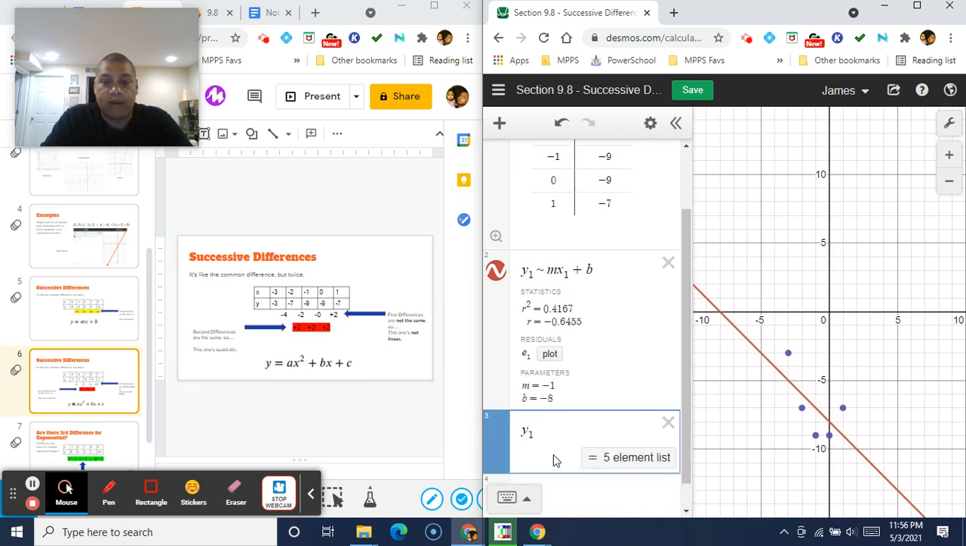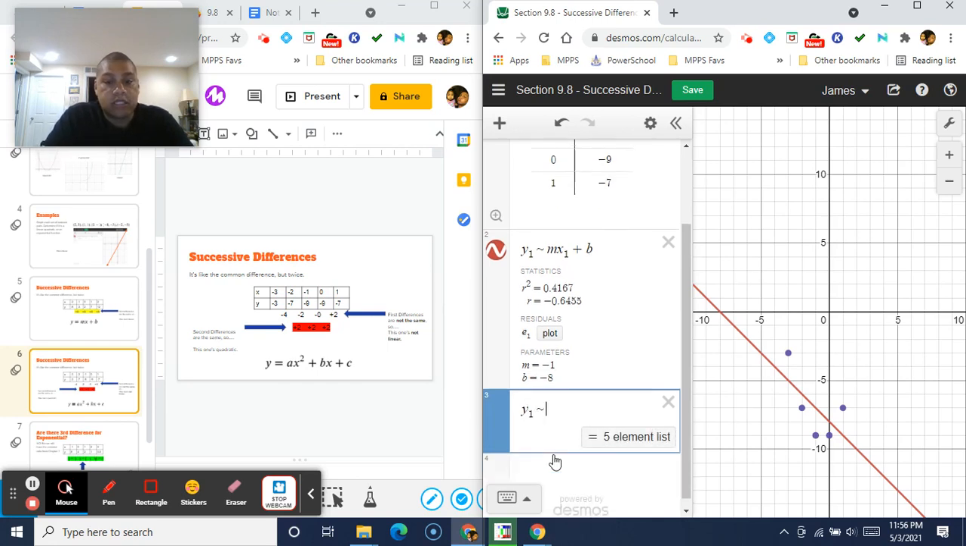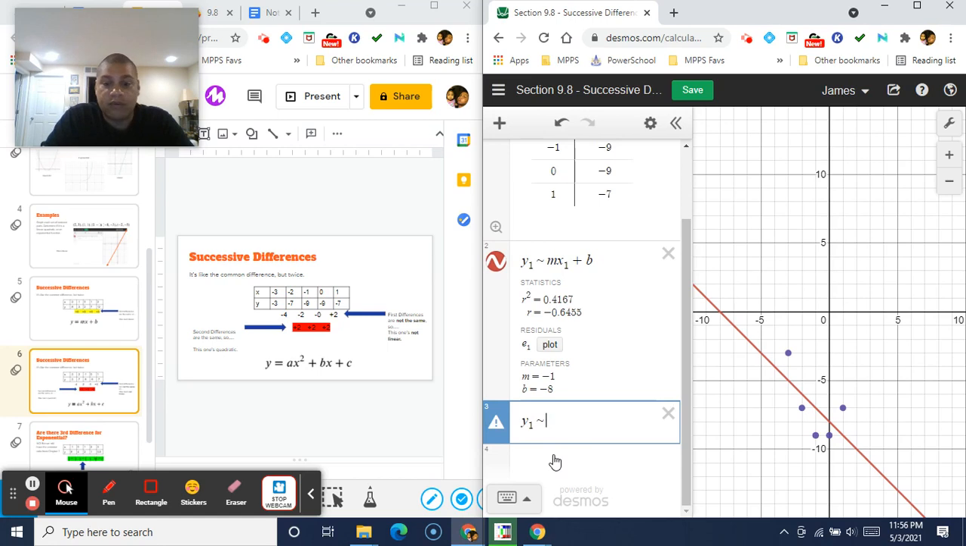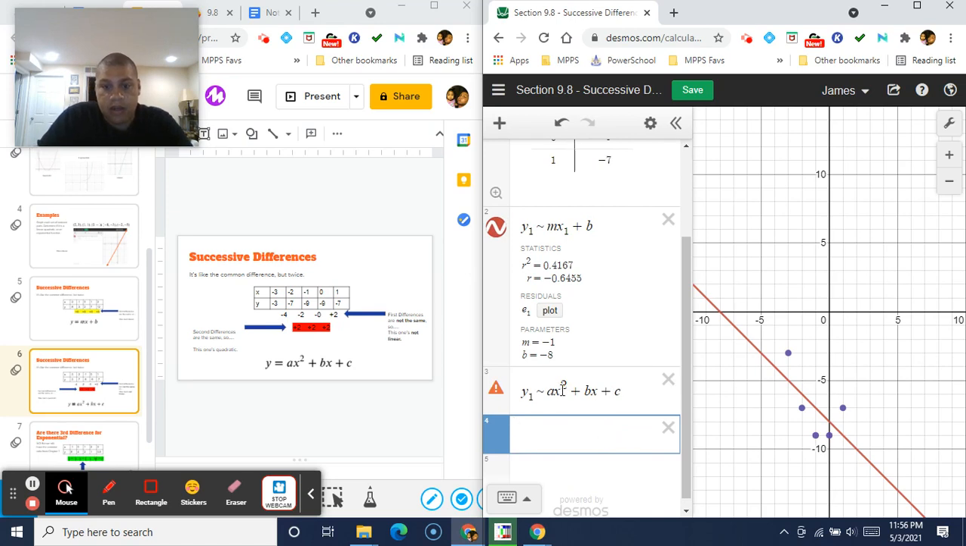y1, make sure we do that right again, y1 tilde, right, up and left of 1. And then instead of doing mx plus b, we're going to use the ax squared plus bx plus c we talked about, right? Ax squared plus bx plus c. And then, oh, I forgot the ones. I'm like, oh no, but I messed it up.